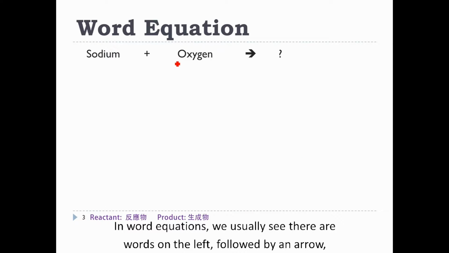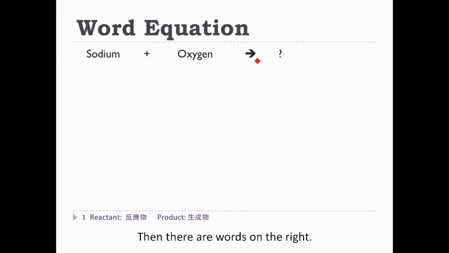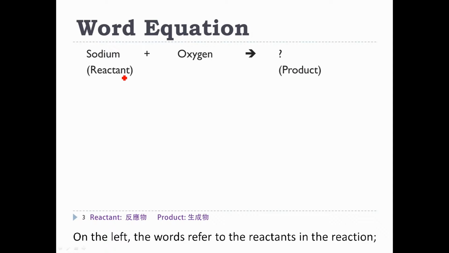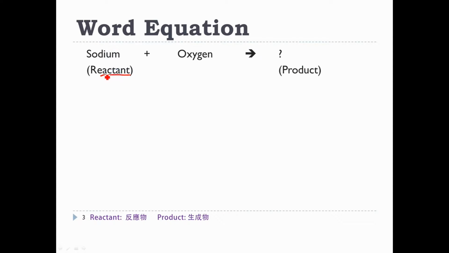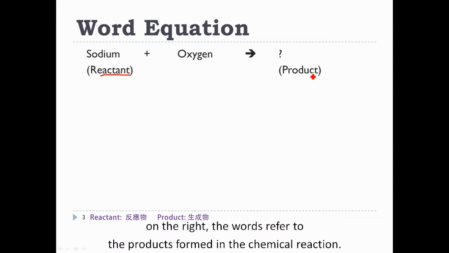In word equations, we usually see there are words on the left, followed by an arrow. Then there are words on the right. What are their meanings? On the left, the words refer to the reactants in the reaction. On the right, the words refer to the products formed in the chemical reaction.